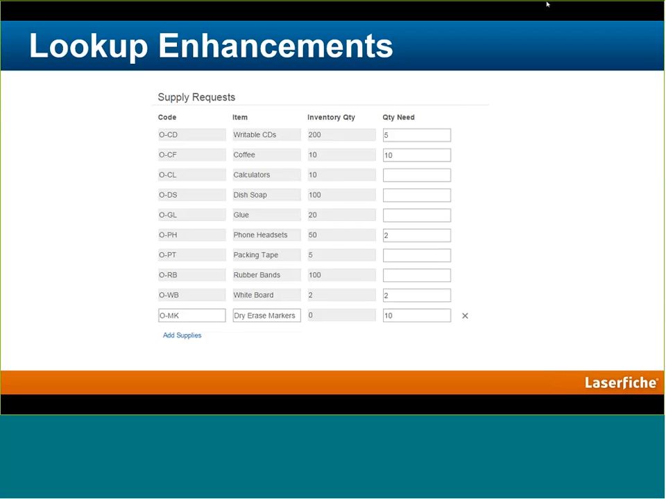In this scenario, we have a supply request form, sorted alphabetically by code, where users are unable to change the current codes, item names, and posted inventory quantities. However, as the submitter, I can request how many of each item I need. I can also add new items to the list, as I've done at the bottom, which will be written back to the external data source and added to future lookups.